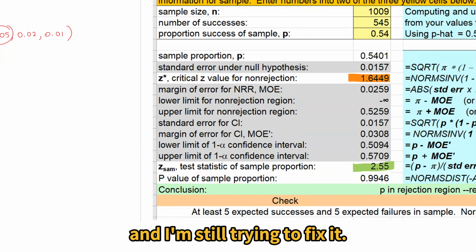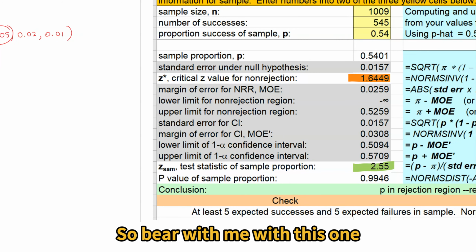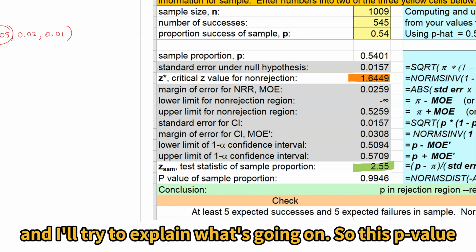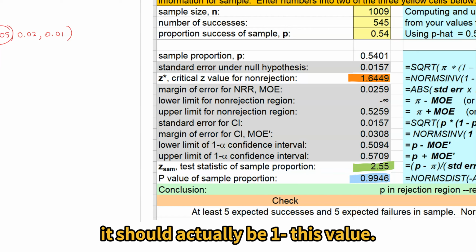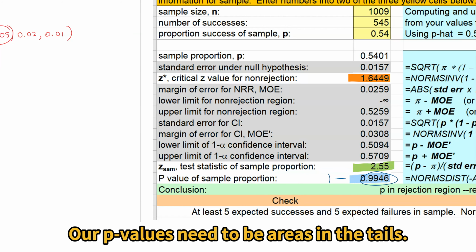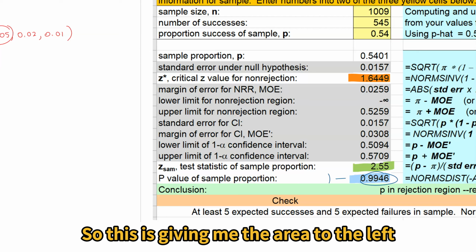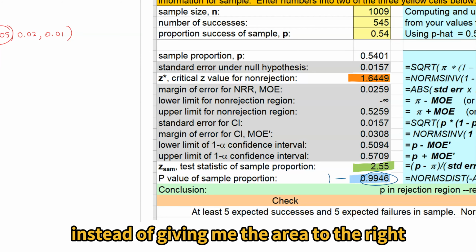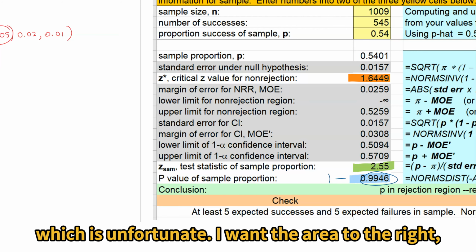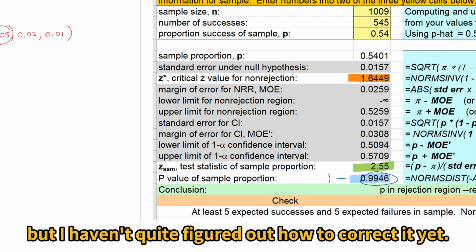Oh yeah, and this is where I remember I had a little bit of a problem, and I'm still trying to fix it, so bear with me with this one, and I'll try to explain what's going on. So this p-value, it should actually be 1 minus this value. Our p-values need to be areas in the tails. So this is giving me the area to the left instead of giving me the area to the right, which is unfortunate. I want the area to the right, but I haven't quite figured out how to correct it yet.